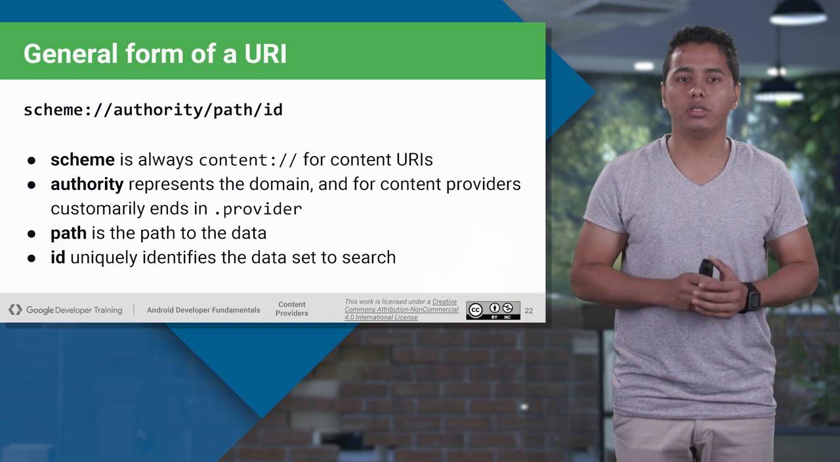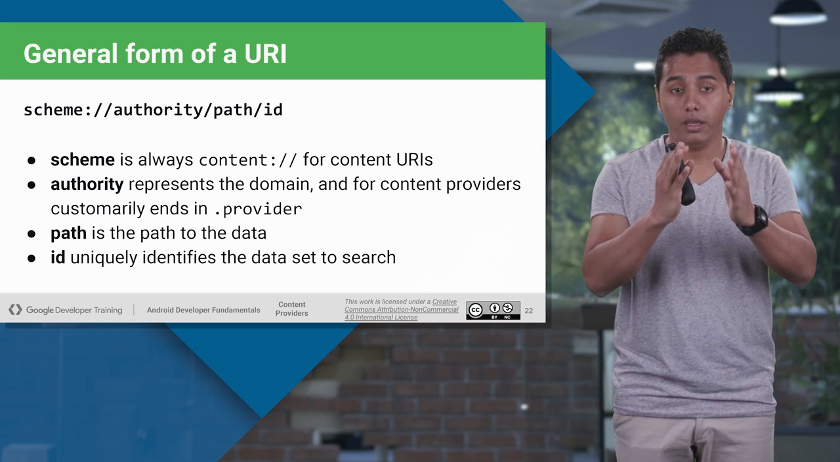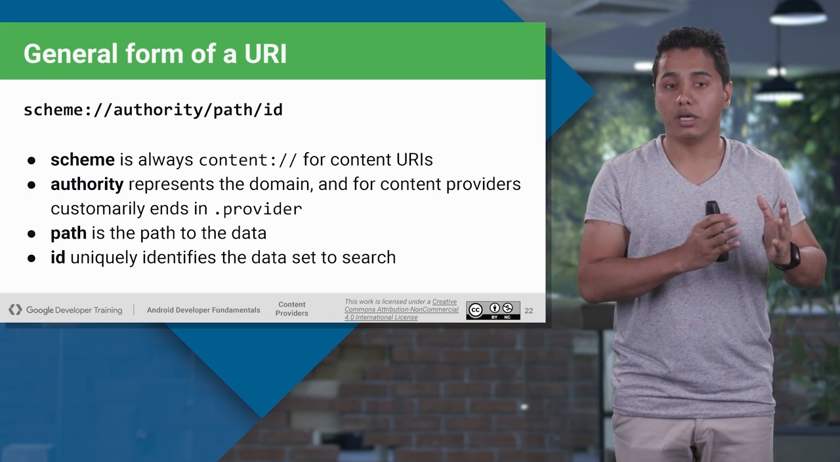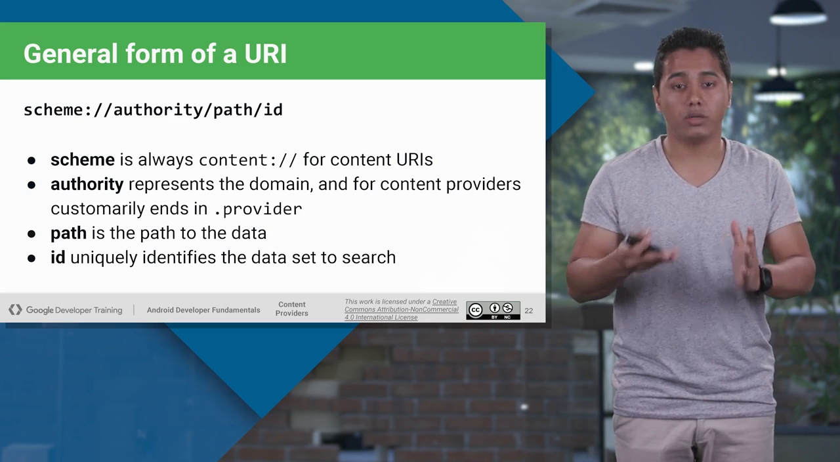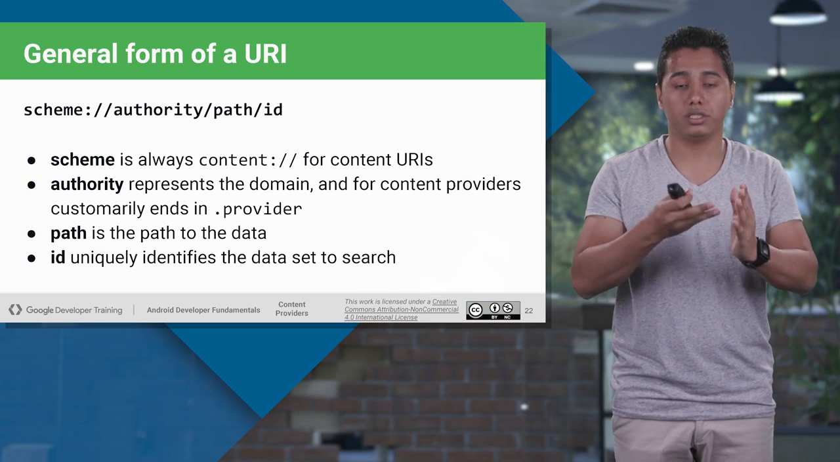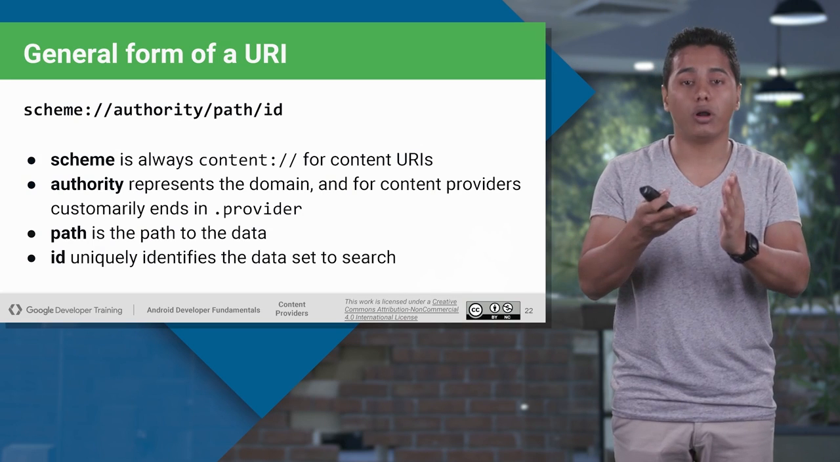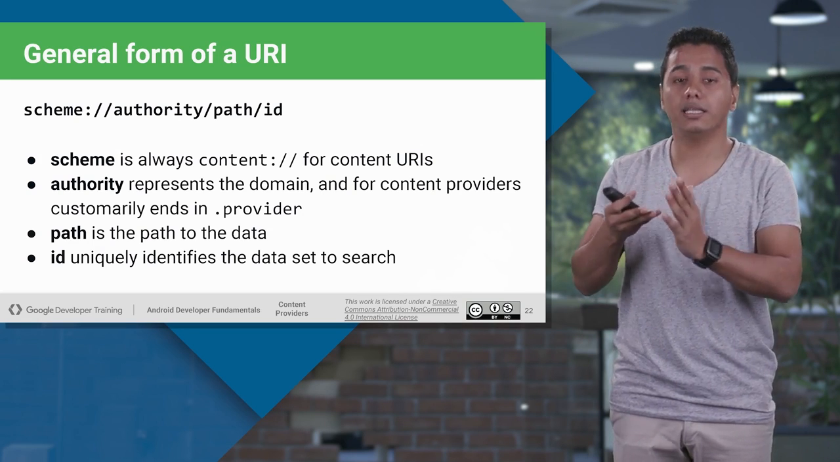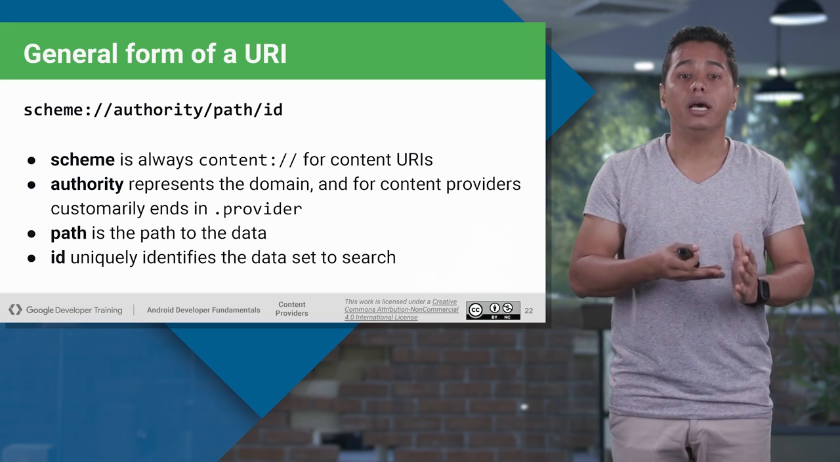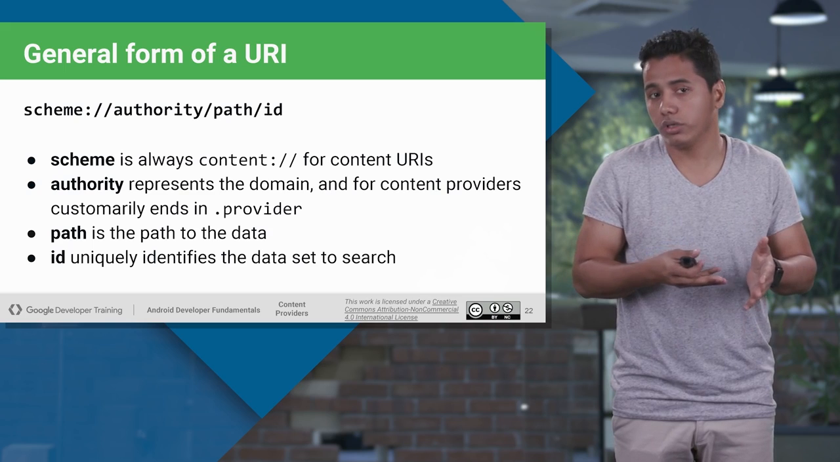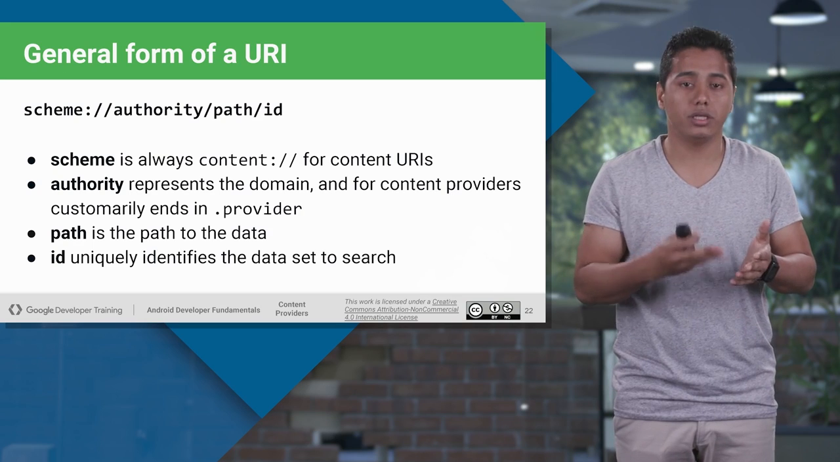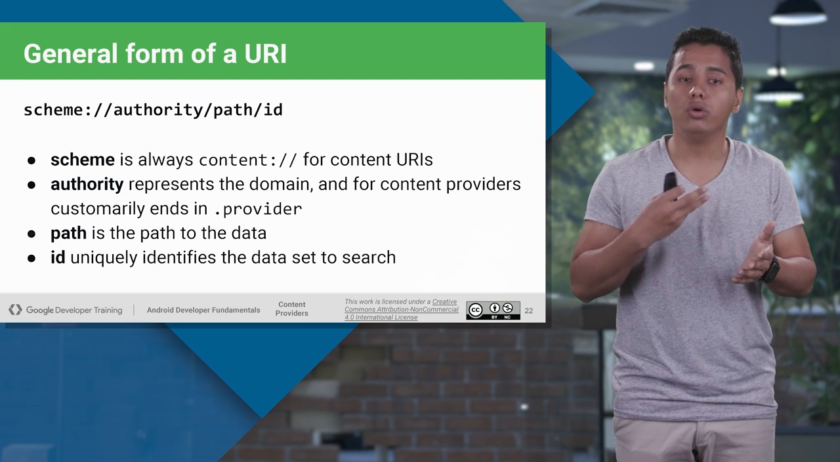Now let's talk about the URI in a more general form. It will always start with the schema, which will be content://. To access any content provider, you always have to put this schema. Second is the authority, third is the path, and then there is the ID. Authority represents the domain. It can be anything; a user can define their own customized domain also.